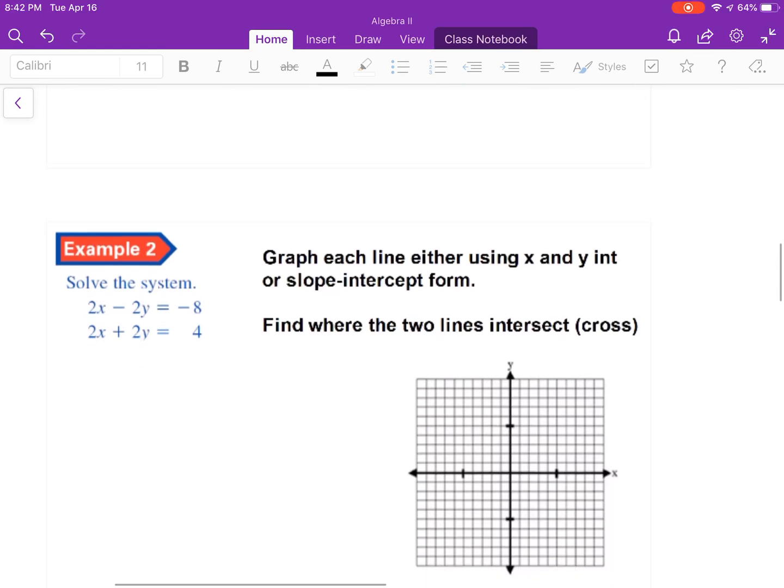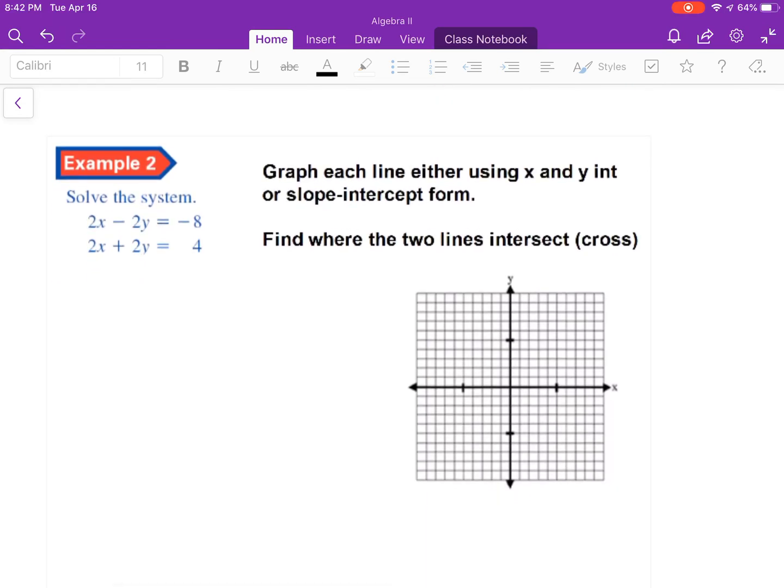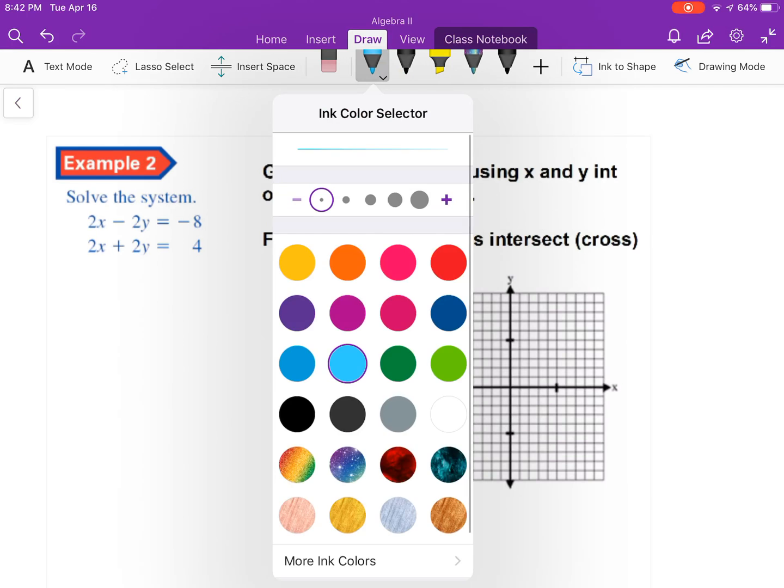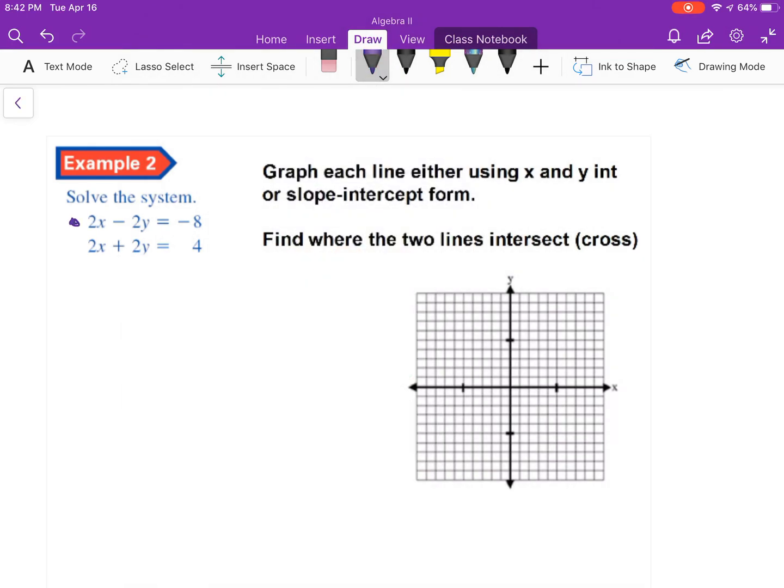All right, so graphing. I'm going to find out where they intersect. Now, you could put these into slope-intercept form. I'll do one here in purple. But since it's in standard form, I'm going to find the x-intercept, and I'm going to find the y-intercept.